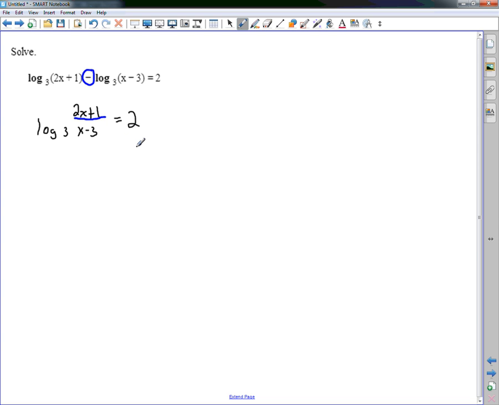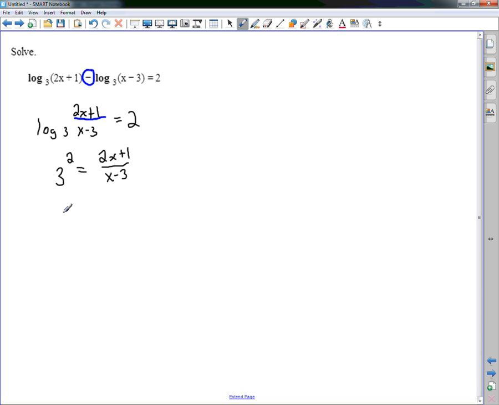Next step is to change this into exponential form. So I'm going to take the base to the power of the solution here, and it's going to equal the value inside. We're going to take 3 to the power of 2 equals my whole chunk that was in here. So 2x plus 1 over x minus 3. So by converting to exponential form, we've eliminated the log in our equation. So now this is an equation that we can use some of our rules that we learned earlier in the class. So let's just go ahead and start breaking it down.